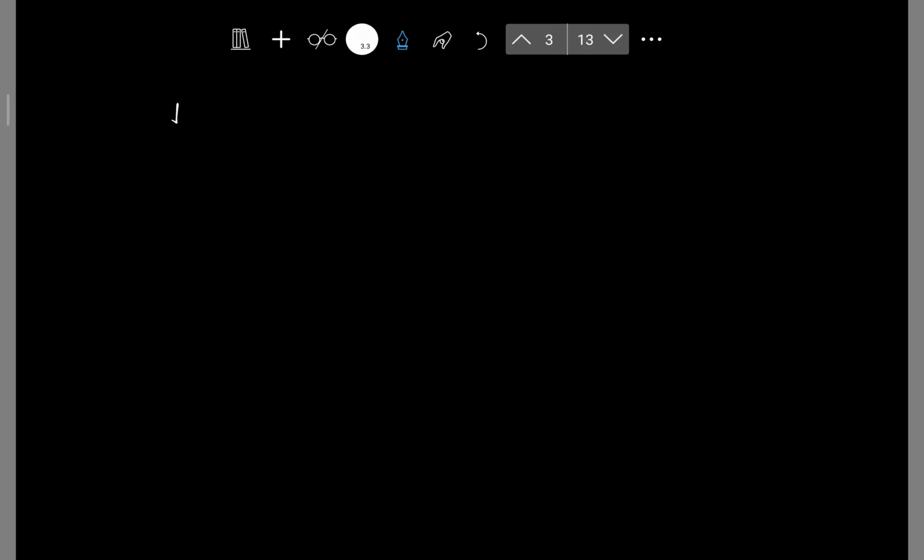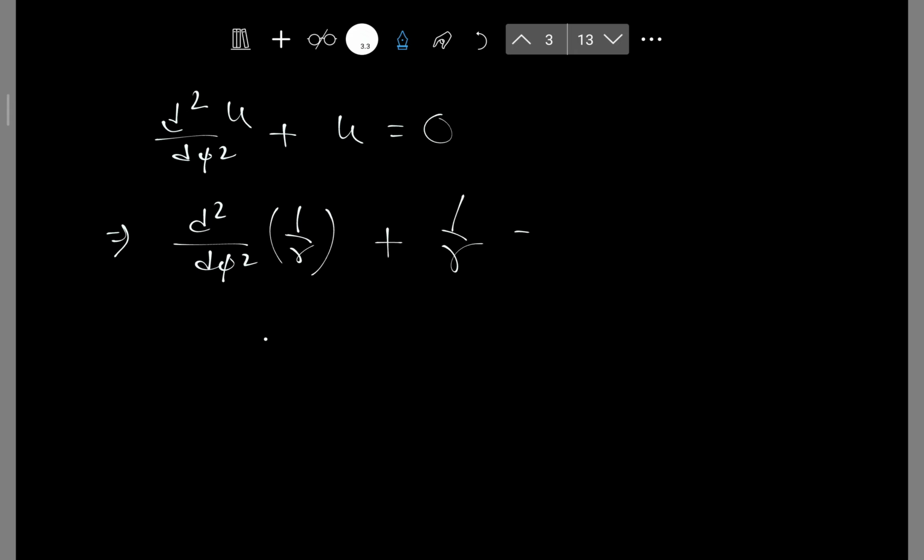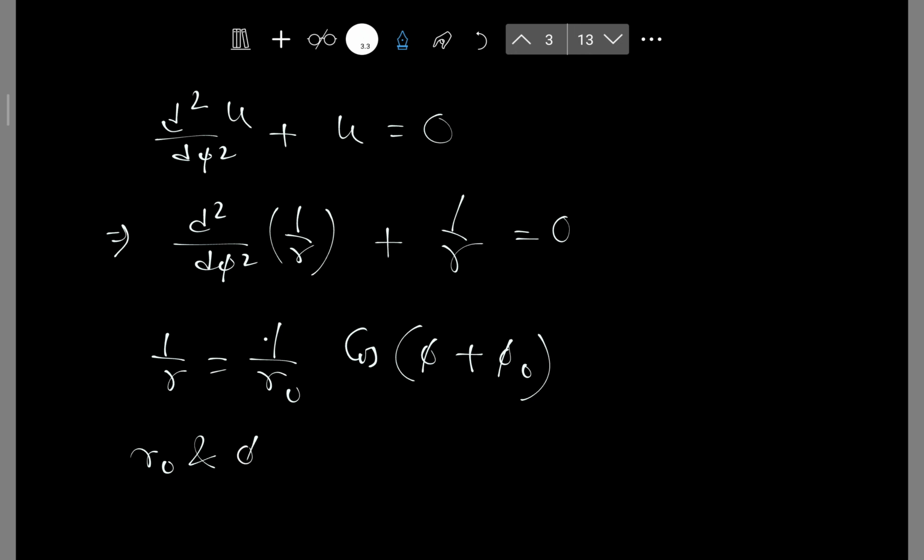Let us first neglect the right hand side, and the above equation would be d square u by d phi square plus u equal to 0, and u equal to 1 by r, so d square by d phi square of 1 by r plus 1 by r equal to 0. We solve that equation and we have 1 by r equal to 1 by r naught cos of phi plus phi naught, where r naught and phi naught are integration constants.